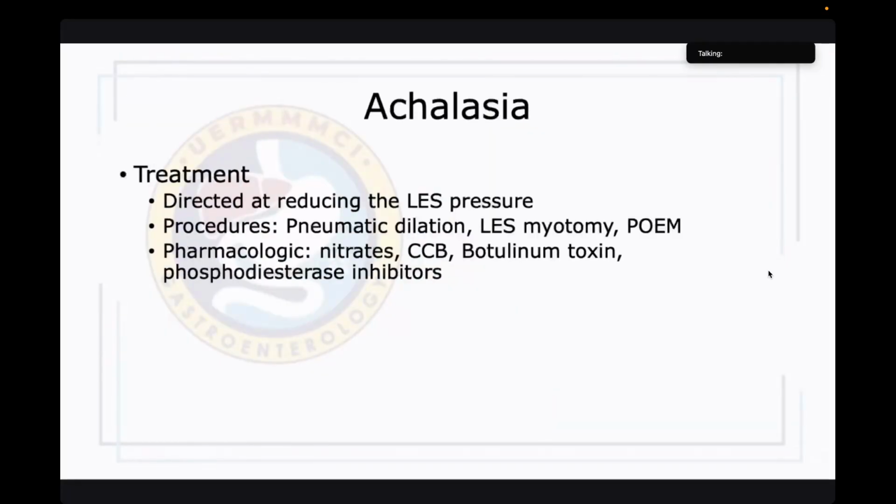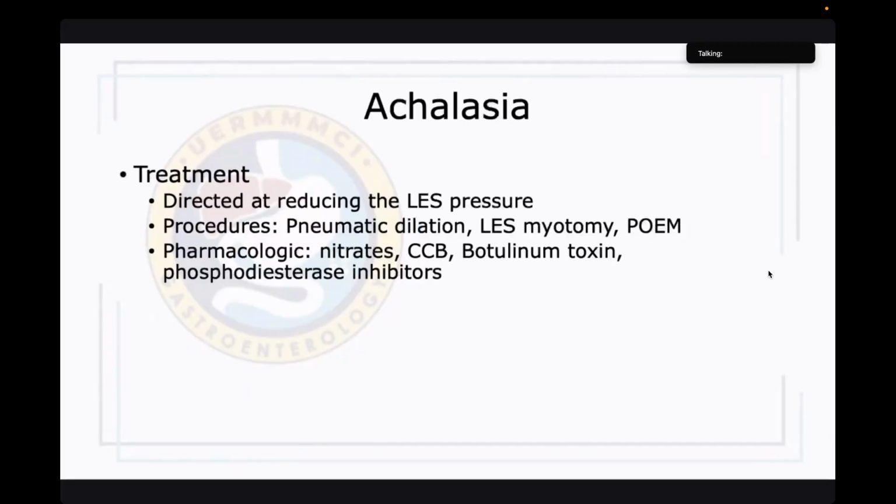The treatments for achalasia are directed at reducing the lower esophageal sphincter pressure so that gravity and esophageal pressurization permit esophageal emptying. LES pressure can be reduced by pharmacologic therapy, pneumatic dilatation, I will show you this one on the next slide, or by lower esophageal sphincter myotomy. And this is by means of submucosal endoscopy or laparoscopic surgery.